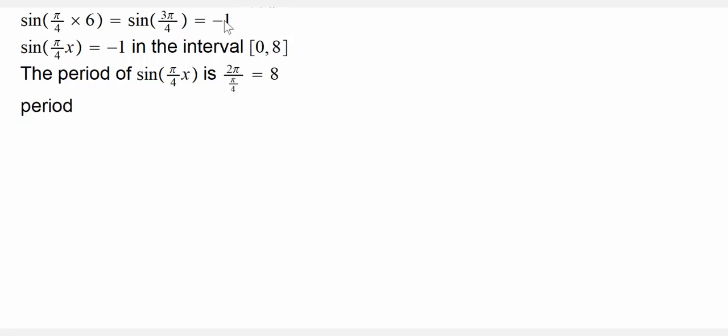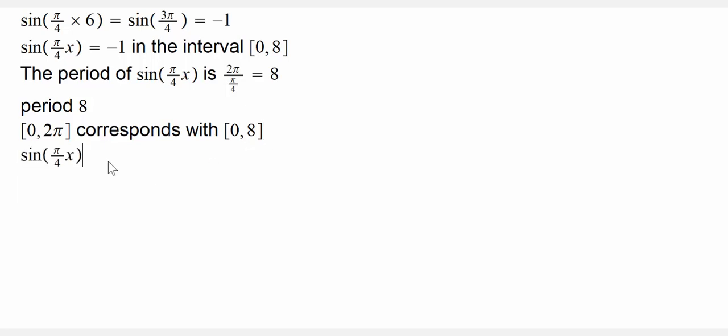And instead of the interval from 0 to 2 pi, that corresponds with 0 to 8. Now if you are looking for the solution of this equation, then for these values from 0 to 2 pi, this entire value will have to equal 3 pi over 2. If you solve this equation, then the corresponding value in the interval 0 to 8 is going to be, the pi's cancel, and eventually x is going to become equal to 6.